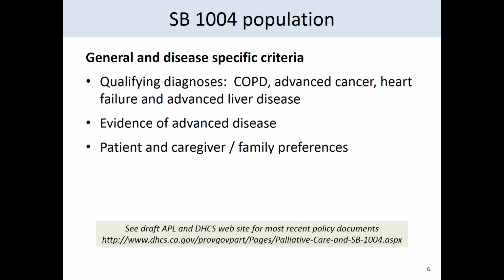There are 4 qualifying diagnoses: COPD, advanced cancer, heart failure, and advanced liver disease. In addition to having a qualifying diagnosis, there's a number of criteria that require evidence of advanced disease, that these are folks that are actually quite sick. And then a few of the criteria speak to patient and caregiver or family preferences, such as a willingness to participate in advanced care planning, and a willingness to trial home disease management before calling 911 if a crisis occurs. Next slide, please.